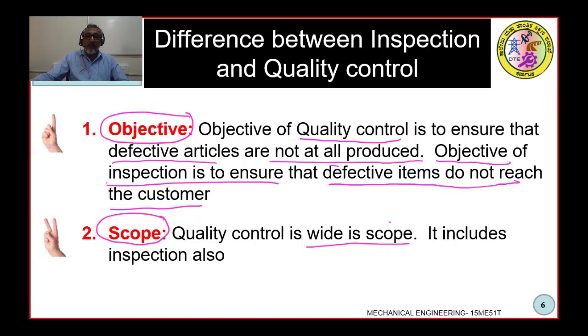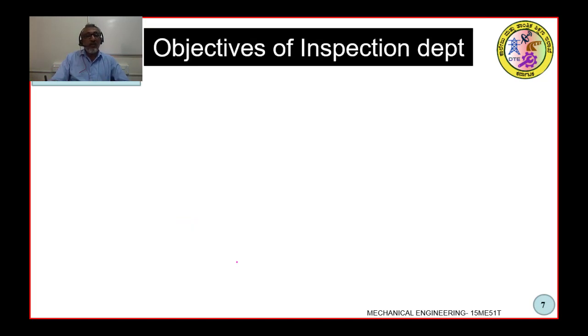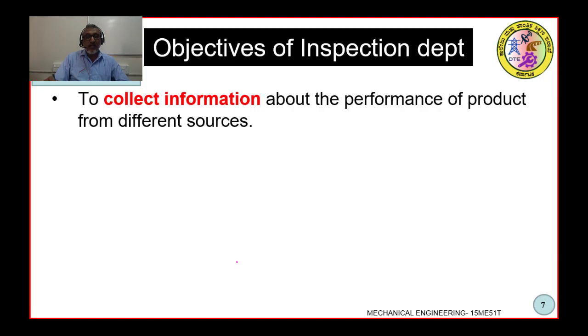So in one way, quality control includes inspection also. Quality inspection is a subset of quality control. Now let's come to the objectives of quality control.